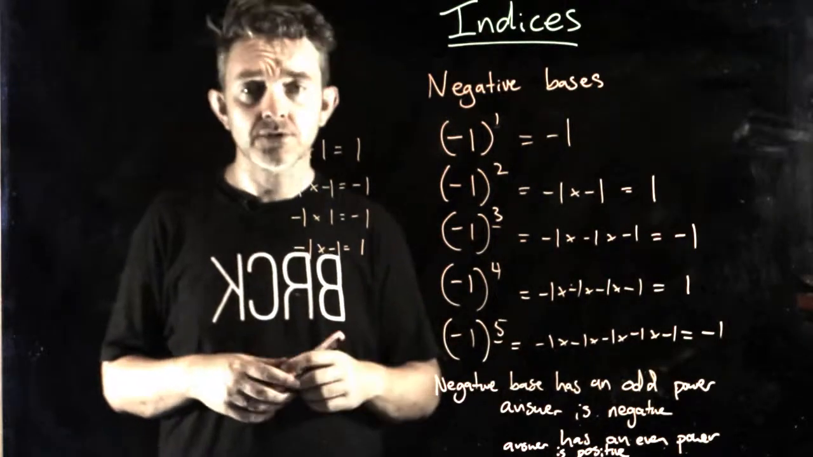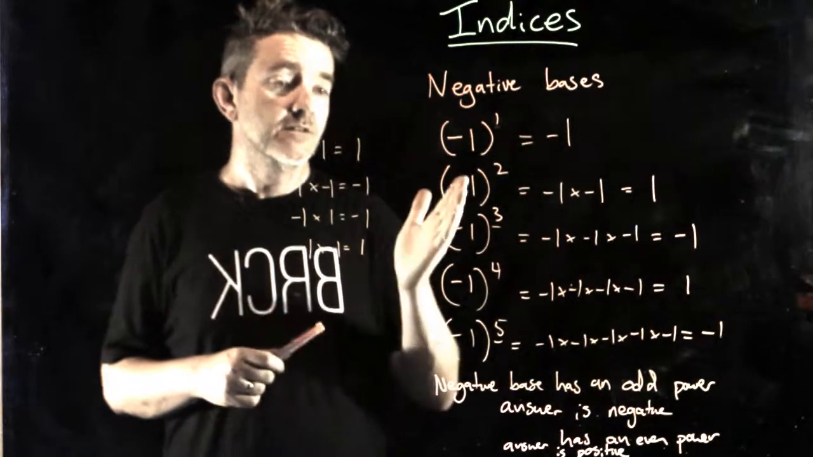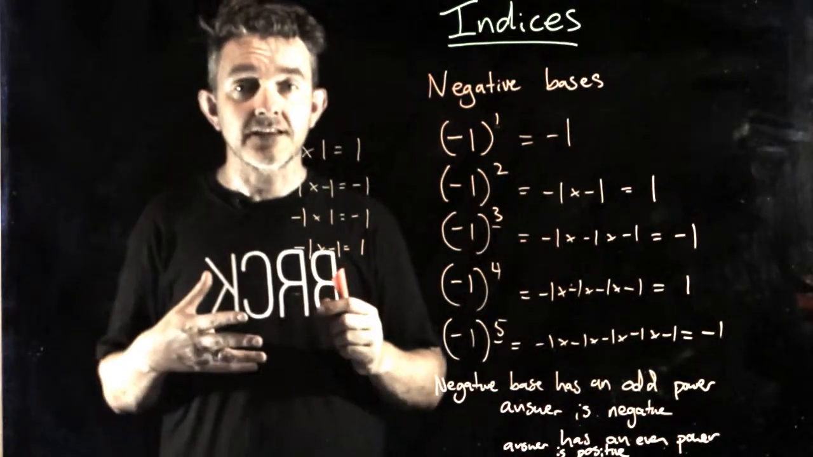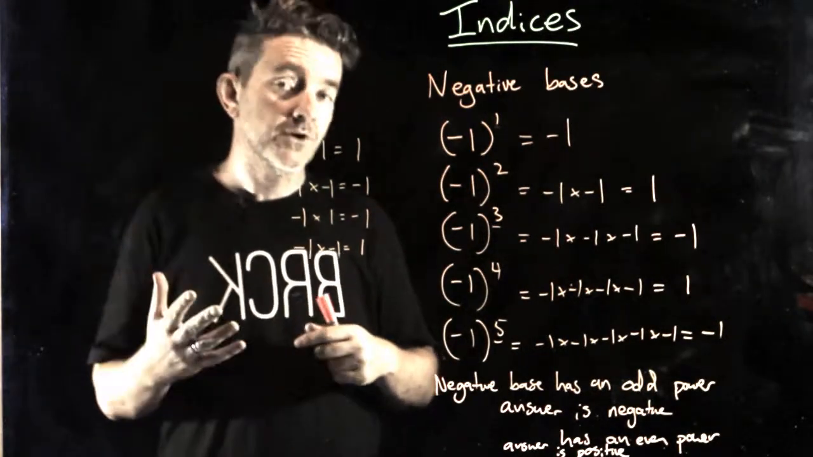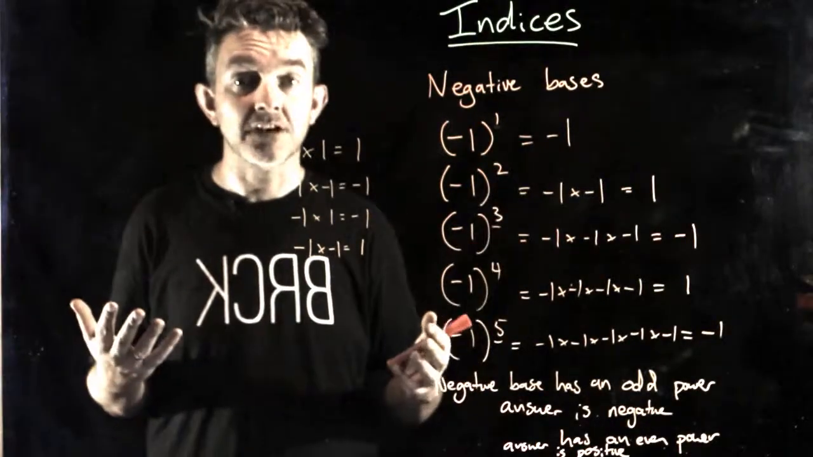Come back to this in your booklet, in your textbook if you need to. But really it relies on you just understanding how positives and negatives work when you multiply them together and looking at how many times something is going to be multiplied by itself.